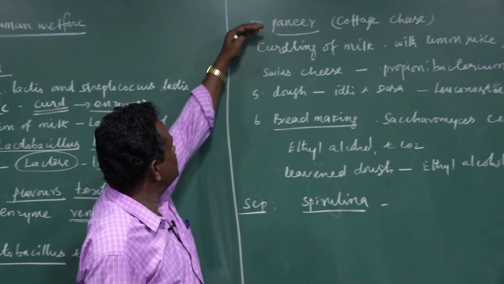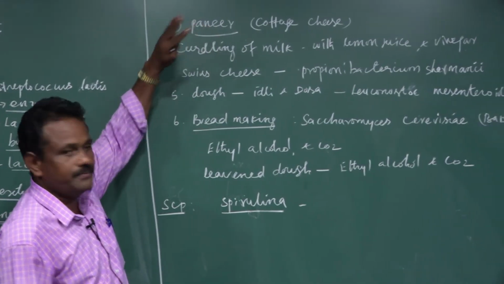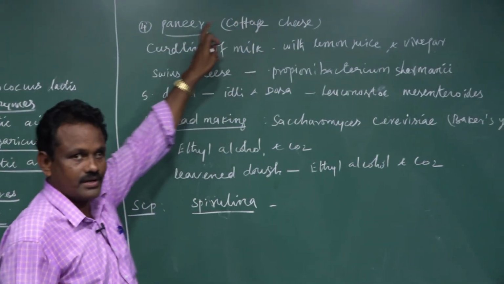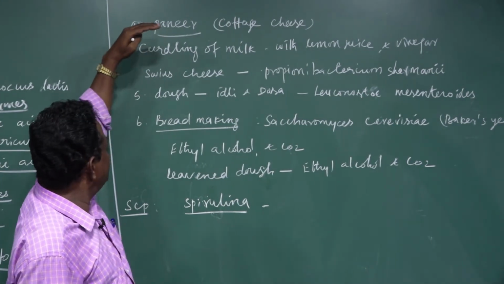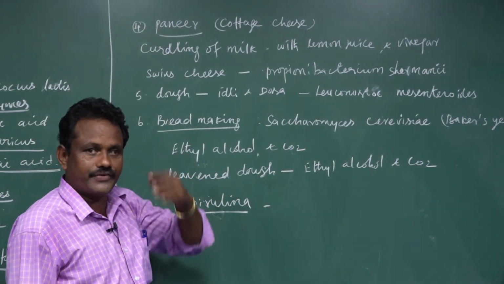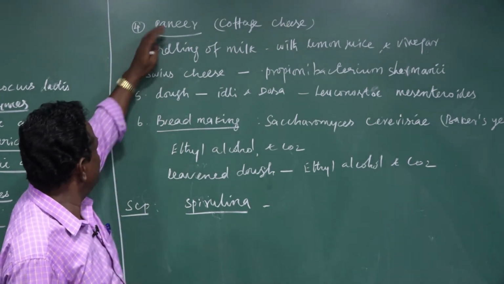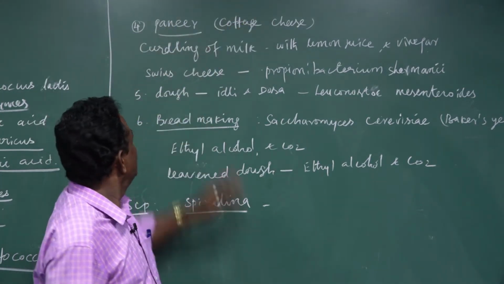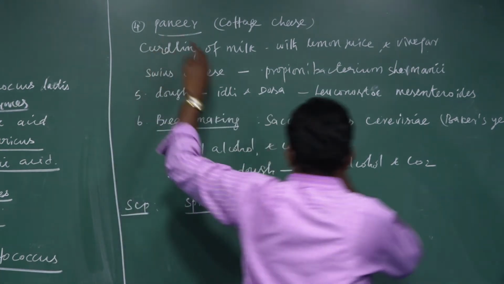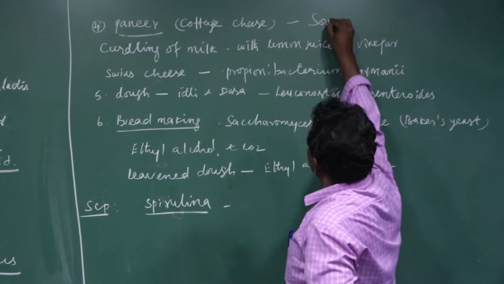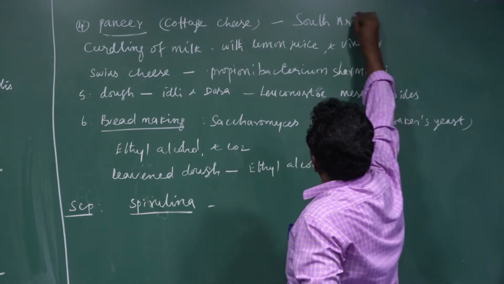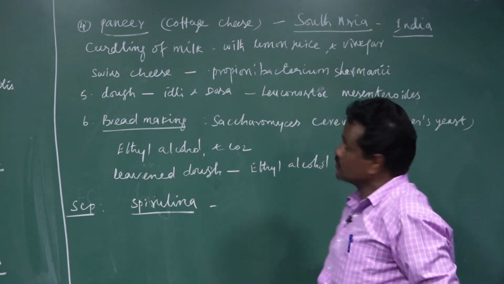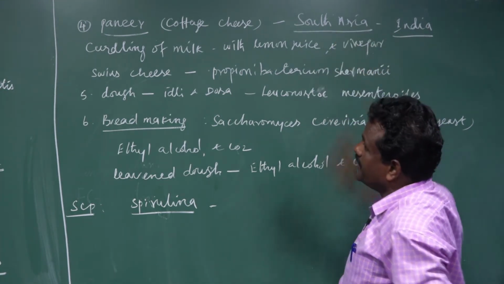And the fourth one is paneer. It is also called cottage cheese. This paneer is prepared from fresh milk. It is a kind of fresh cottage cheese. Paneer is more common, and it is produced and widely used in South Asia, but especially in India.